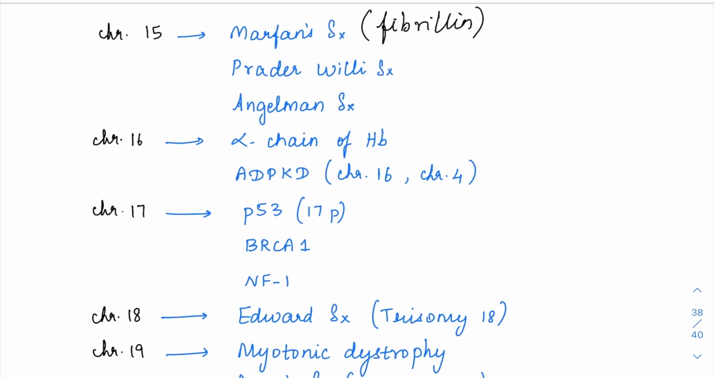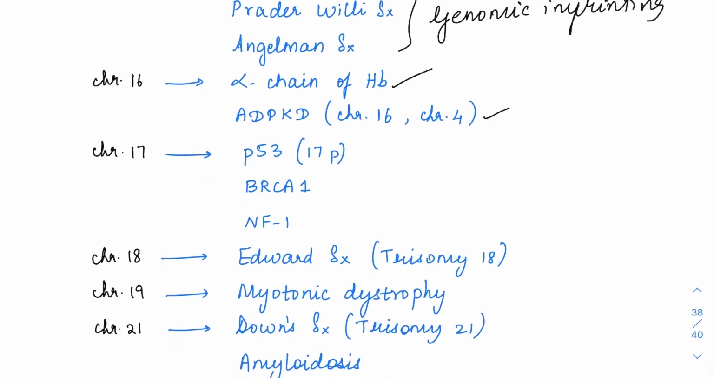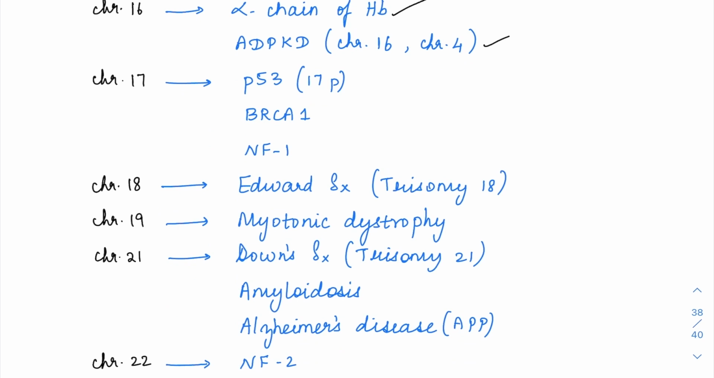Prader-Willi and Angelman syndrome, again genomic imprinting, right? Genomic imprinting. So these again were involving the chromosome 15. So in chromosome 16, I already mentioned alpha chain of hemoglobin. Then adult autosomal dominant polycystic kidney disease. Then chromosome 17, very, very important, TP53, which is 17p. Chromosome 17p is TP53. Then BRCA1.